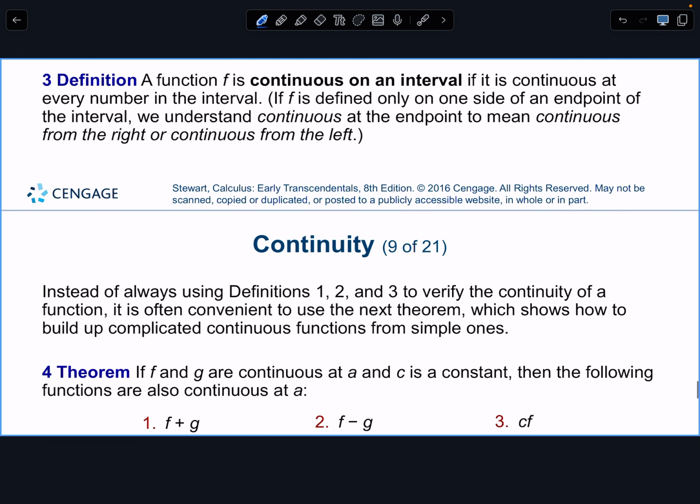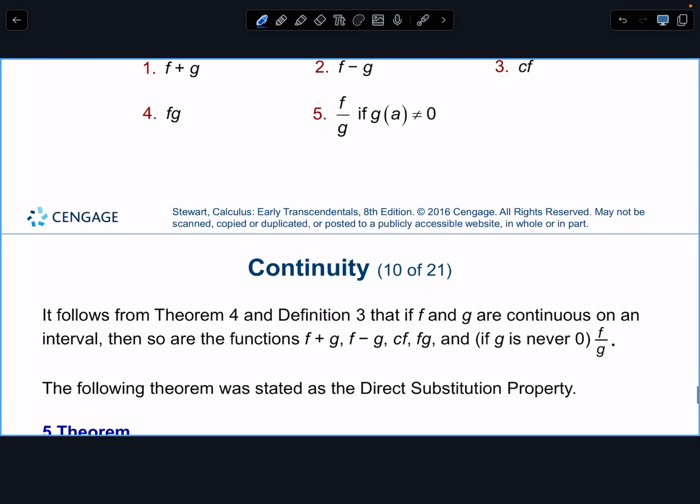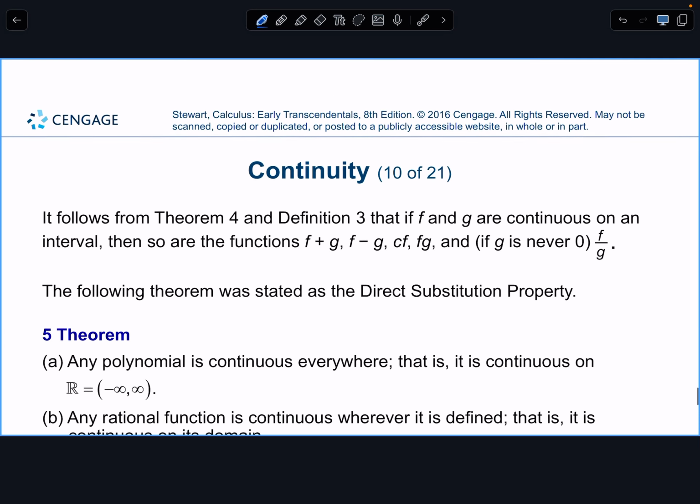around the number. And if f and g are 2 continuous functions, then the sum and the difference, you can multiply, divide, all these things, you will still get a continuous function. And so we rely on that as long as g is not 0.